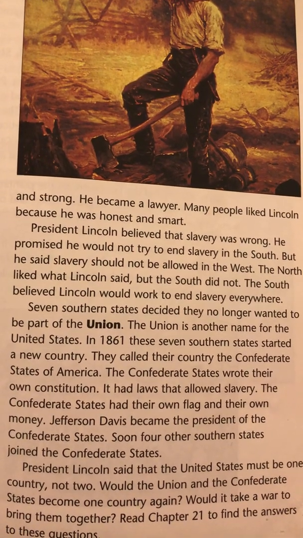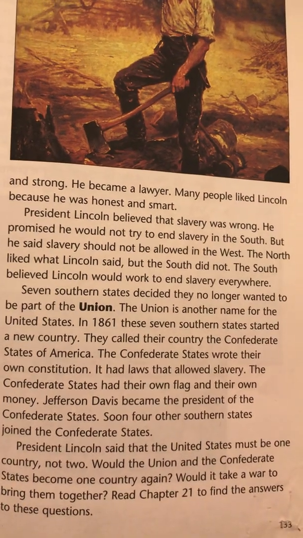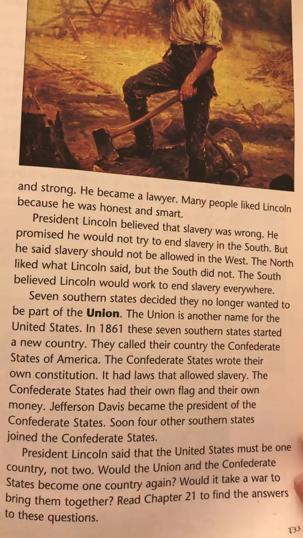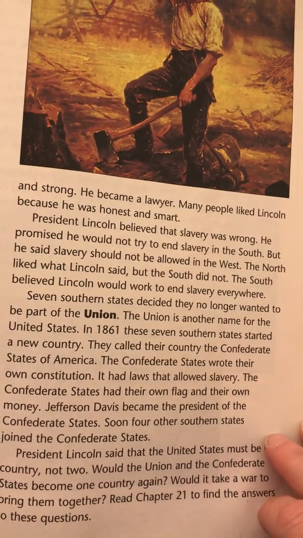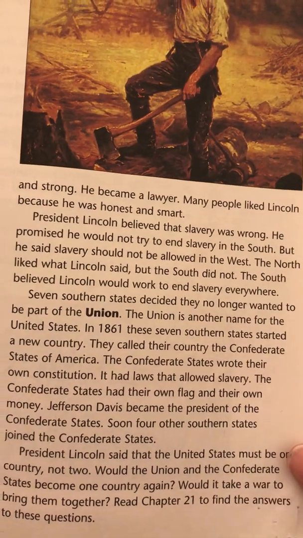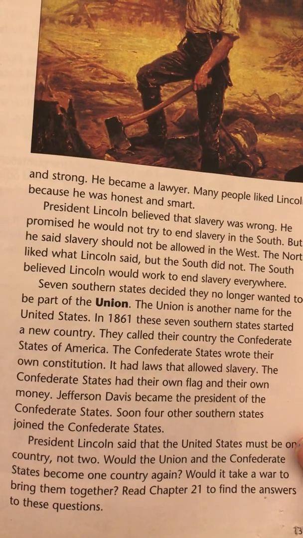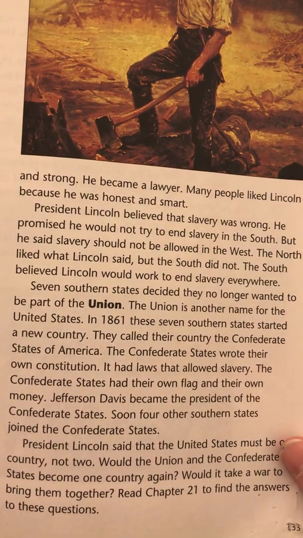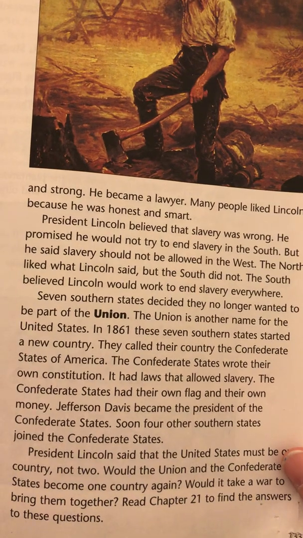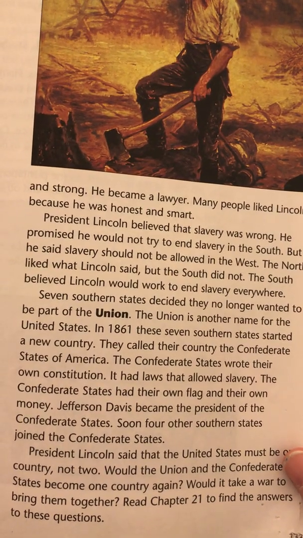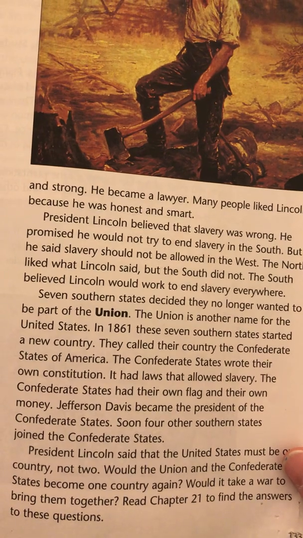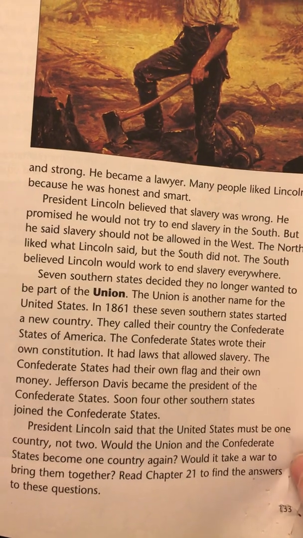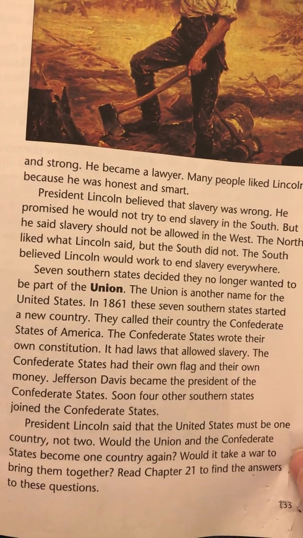7 Southern states decided they no longer wanted to be part of the Union. The Union is another name for the United States. In 1861, these 7 Southern states started a new country. They called their country the Confederate States of America. The Confederate States wrote their own constitution. It had laws that allowed slavery. The Confederate States had their own flag and their own money. Jefferson Davis became president of the Confederate States. Soon 4 other Southern states joined the Confederate States.